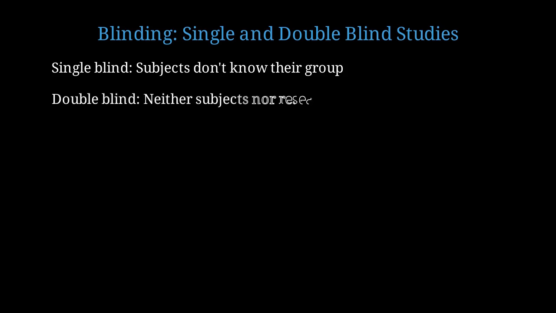In a double-blind study, neither the subjects nor the researchers collecting data know who's in which group. This eliminates bias from both sides. Double blinding is crucial because researchers can unconsciously influence results. If they know who got the real drug, they might interpret ambiguous symptoms more favorably for the treatment group.